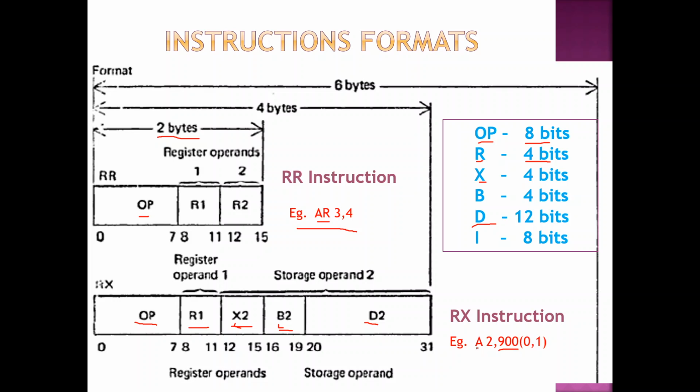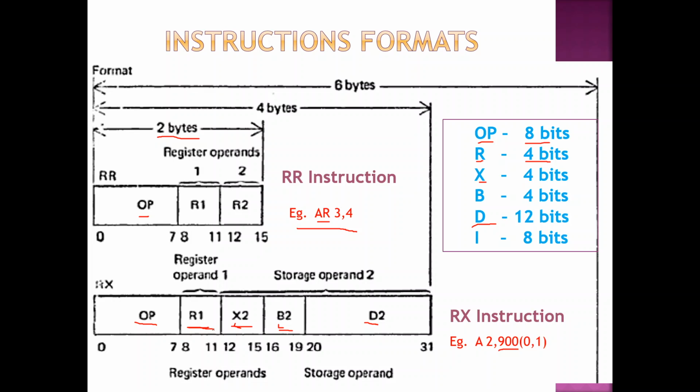How will I fit this into the particular format? A is your instruction, which has to be represented using the opcode. So you're going to represent A using the opcode. What is the opcode of A? We will see; I will show you that example also. Next, you should have one register. What is that register? That is register 2. So R1 here means register 2.